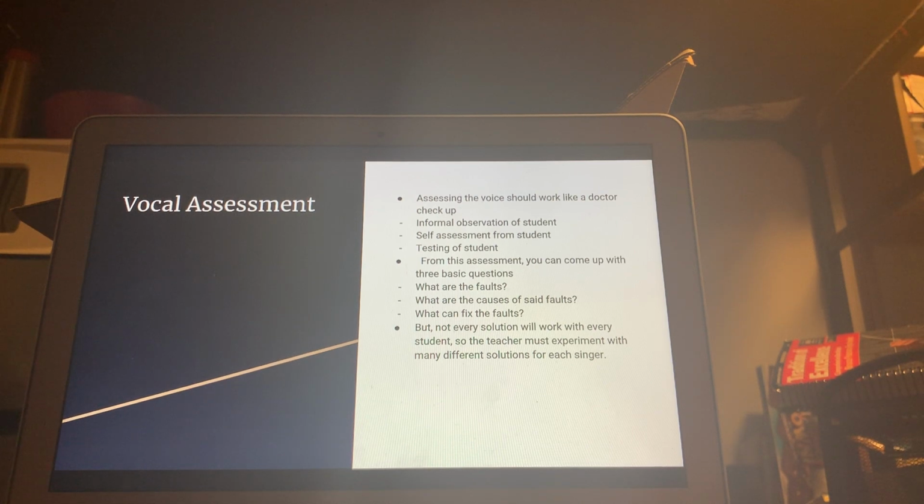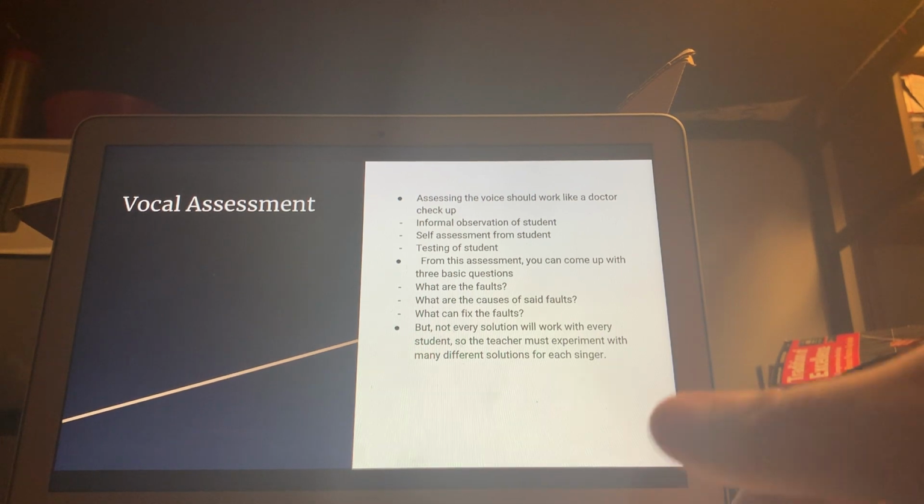And although you can have certain solutions to fix certain things, like one specific medicine cures one certain disease with doctors, not every solution will work with every student. So even though there are certain tricks you can use that will help a lot of people, they won't help every student. So you must be able to experiment with many different types of solutions with every singer so you can get the unique solution and cure, so to say, for each student.